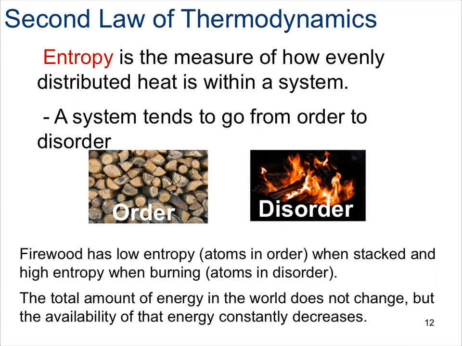Entropy is a measure of how evenly distributed heat is within a system. A general statement is the idea that there is a preferred direction for any process. A system will tend to go from order to disorder. For example, firewood has a low entropy, which means the atoms are in order when stacked, and a high entropy when the atoms are in disorder when it's burning.